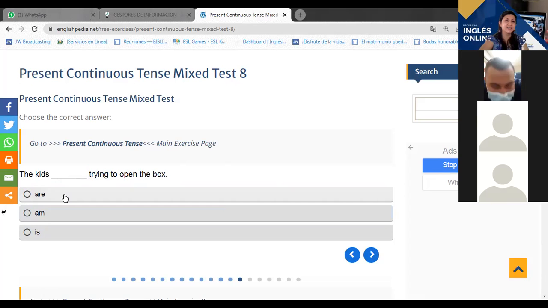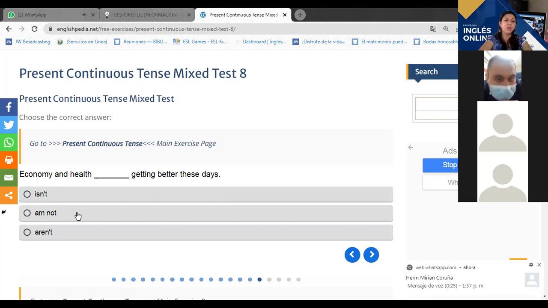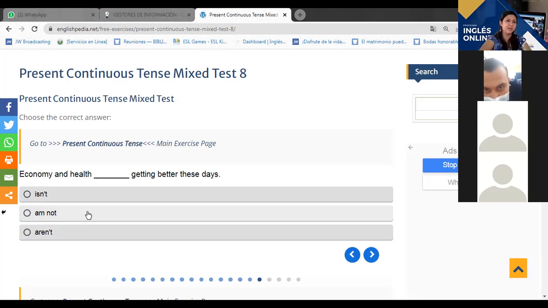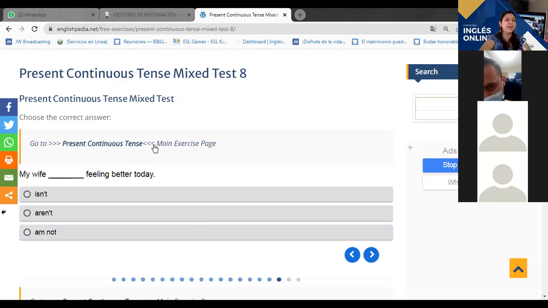Okay, the kids are trying to open the box. Are you listening to me? Economy and health. Two things, right? Economy and health aren't getting better these days with the pandemic and the war. Who is feeling exactly? My wife, Ethan, Aaron, or I'm not feeling better today. What is the children or what are the children doing?